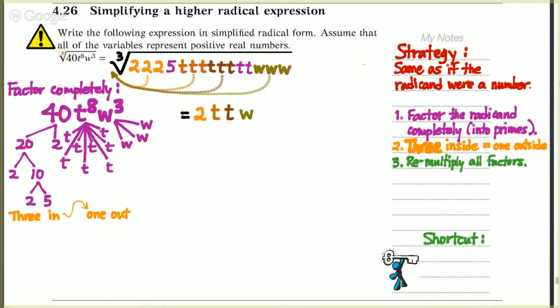So in total, if I do all that bringing out process, I'm going to get a 2 on the outside. I'm going to get a couple of t's on the outside. I'm going to get a single factor of w on the outside of my radical. Then I have a bunch of stuff left over underneath the radical. I've got a 5 and I've got a couple of t's that we weren't able to do anything with. So those get to stay underneath the cube root. Let me just make sure that that typo doesn't get preserved for the record.